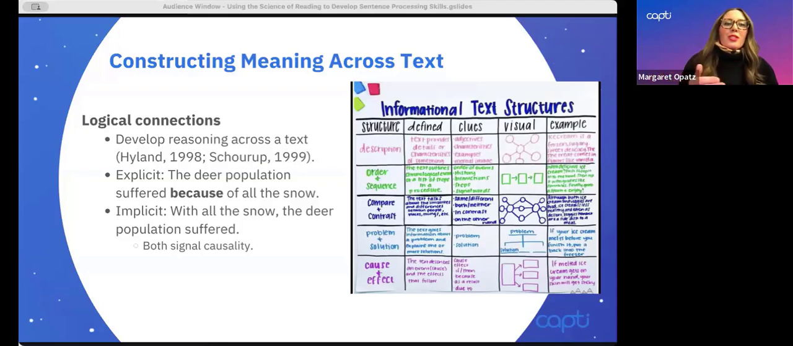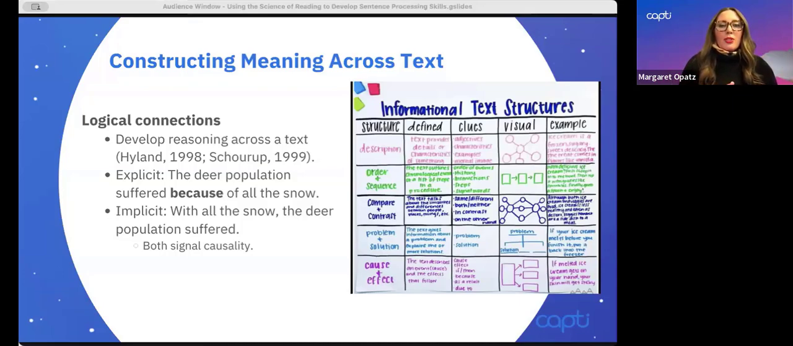So we're still using these logical connectors or logical connections to really be able to create the connections across the text. And these can be explicitly marked. But what we notice is when you get to middle and high school, we actually can't rely on the explicit markers anymore. They kind of disappear and become implicit.